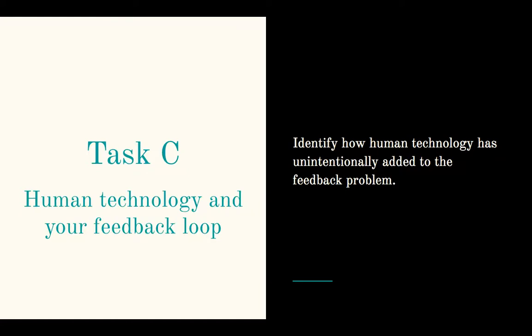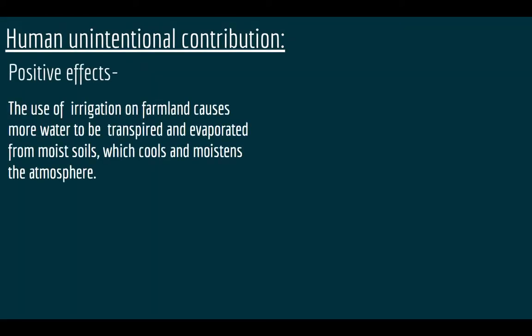Task C is describing how human technology has impacted the feedback loop. In this one, you want to list specific human technologies. It can be something that has to do with computers or manufacturing or travel, any sort of invention or technology that humans have made that could have been adding to the issue that you're researching. This group did an okay job of describing some of the positive effects. Right there they use irrigation of farmlands. That's an example of something that humans have done, so that's a good example.